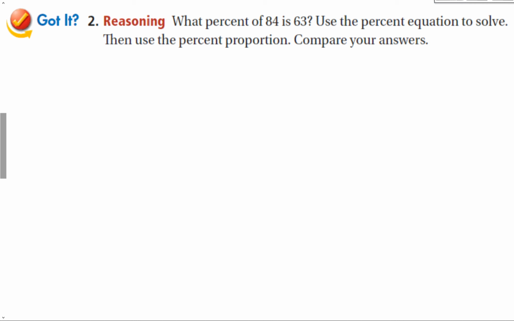So what percent of 84 is 63? So 63 is going to equal some percent times 84. So 63 over 84 gives me 0.75 is equal to some percent. And now I have to change that to a percent to give me 75%. The only trick to this method is to remember, again, to change it from a decimal to a percent.